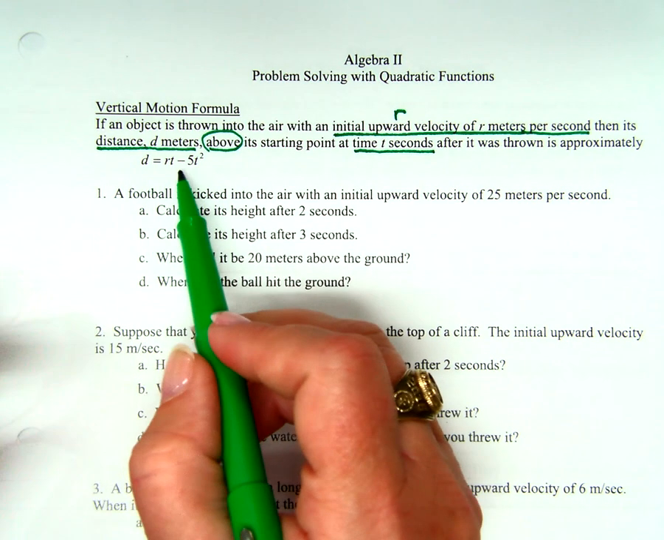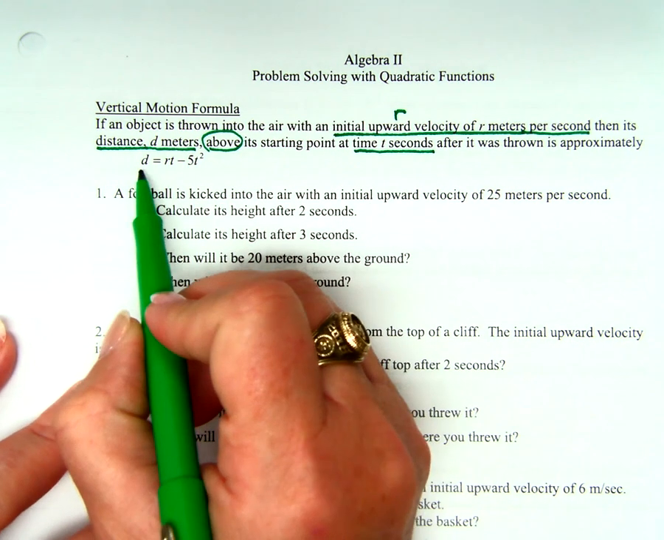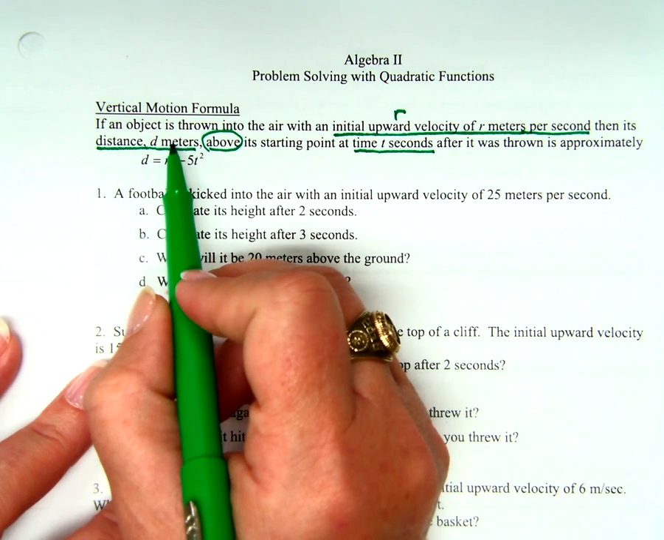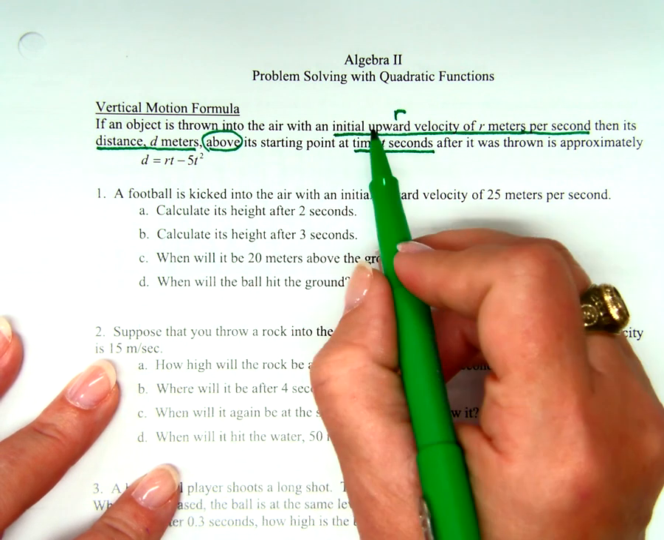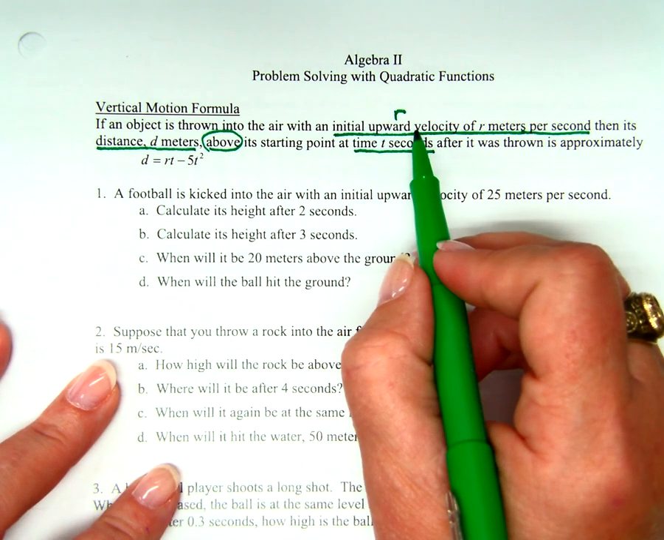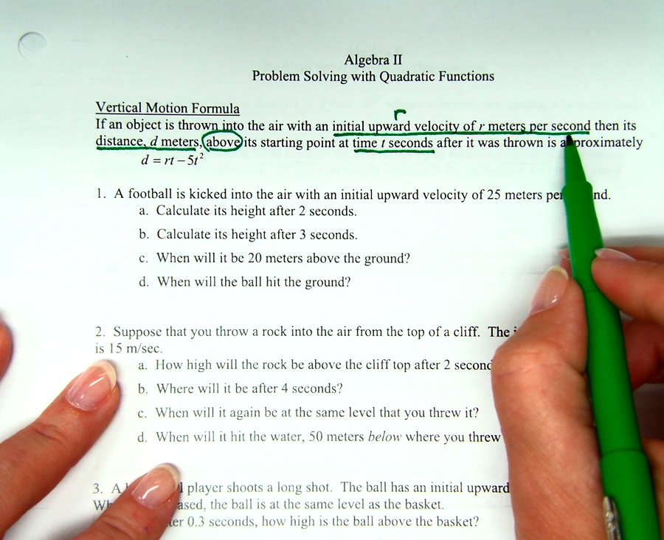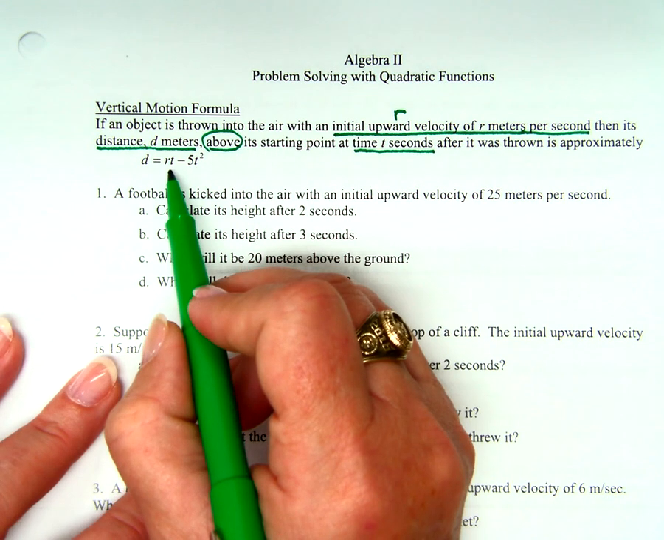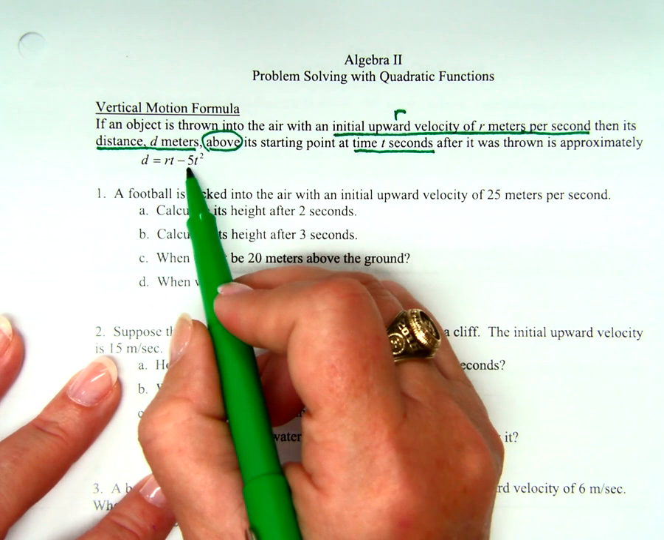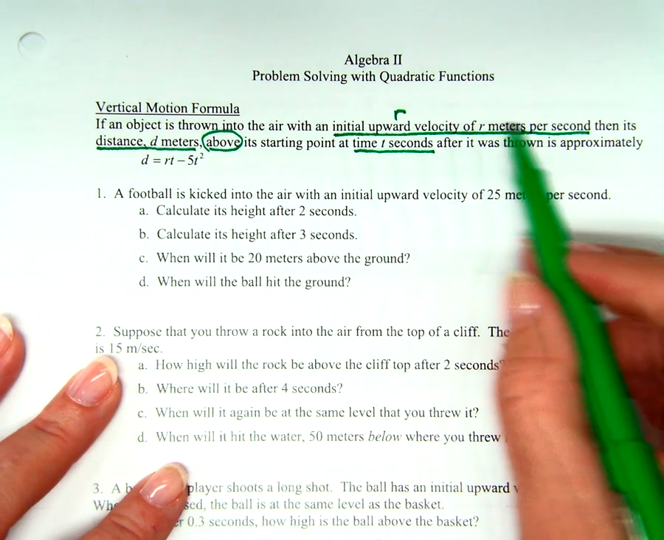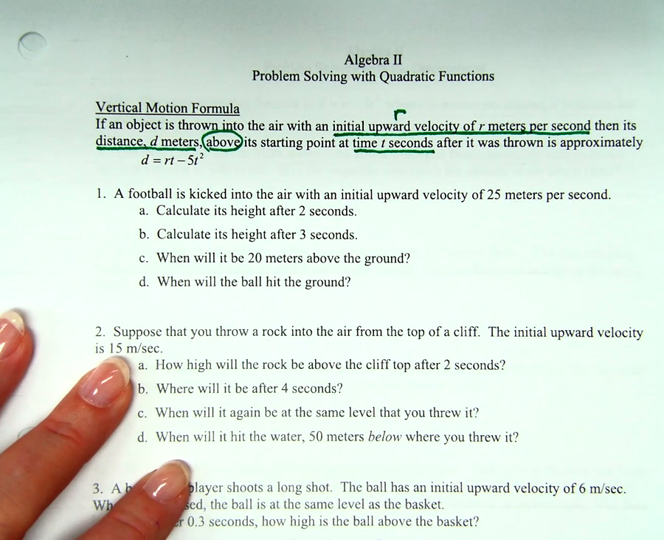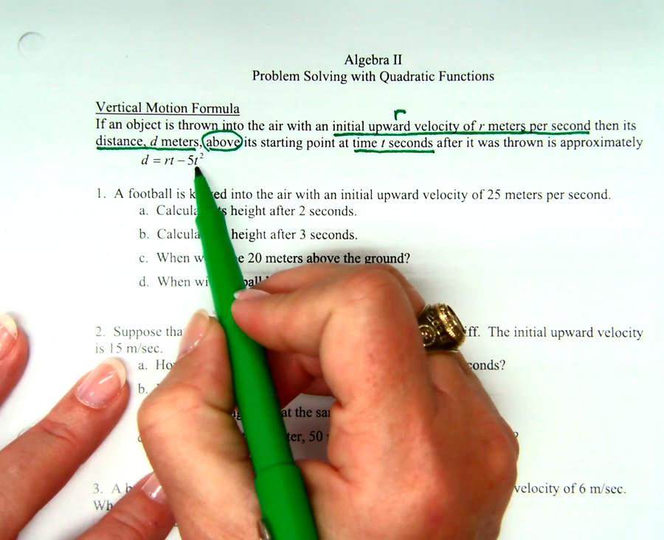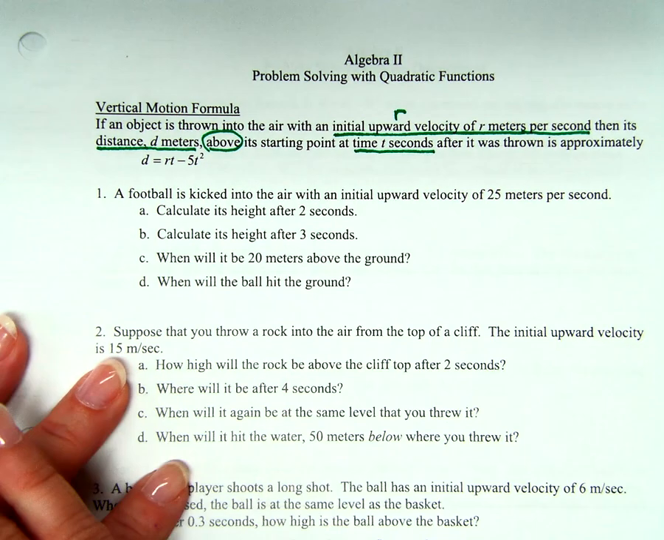Did I just define everything for you that's in this formula? What's d? Distance measured in meters. What's r? Initial upward velocity measured in meters per second. What's t? Measured in seconds. What's 5? Does that tell us anything about 5 in here? Oh, so that's just a given. We don't have to understand where that comes from or anything. That's part of the formula. Got it? And then t? Oh, again, time. We good?